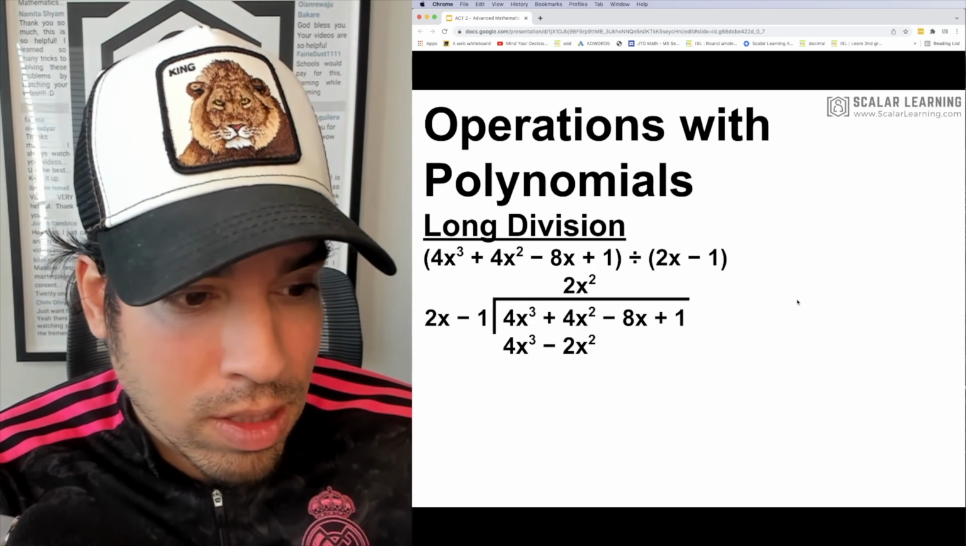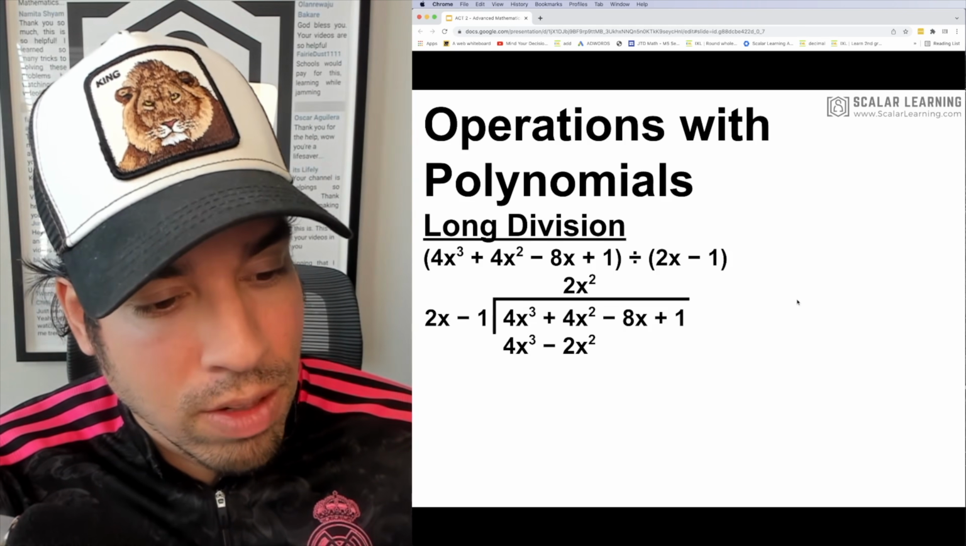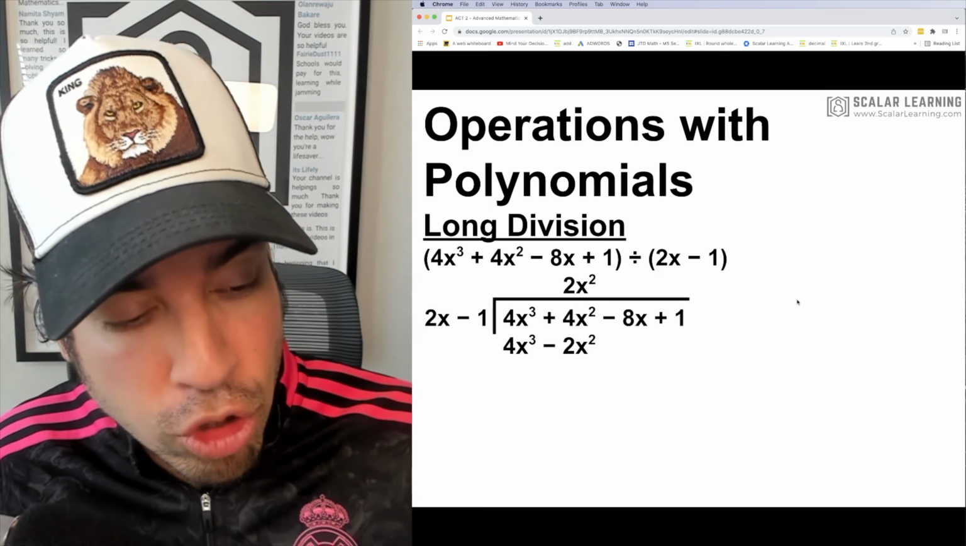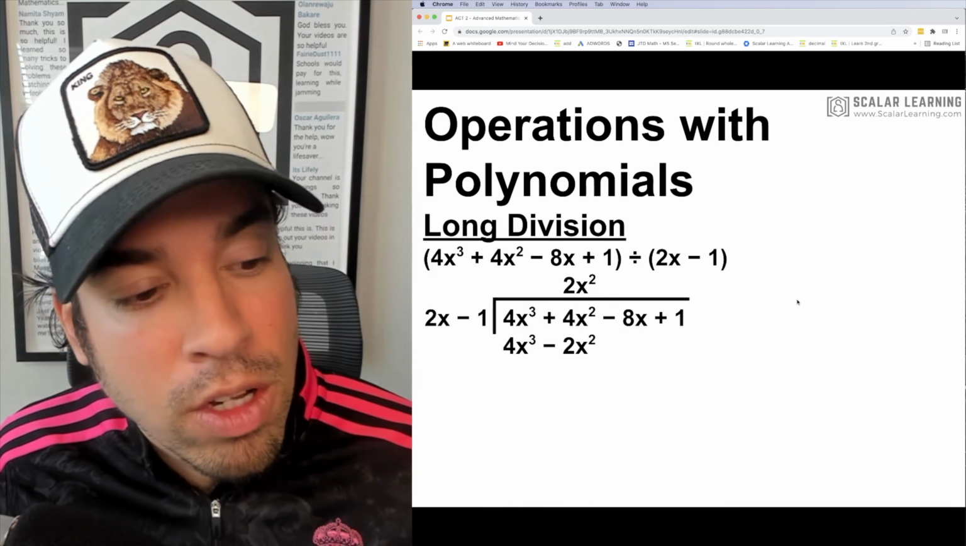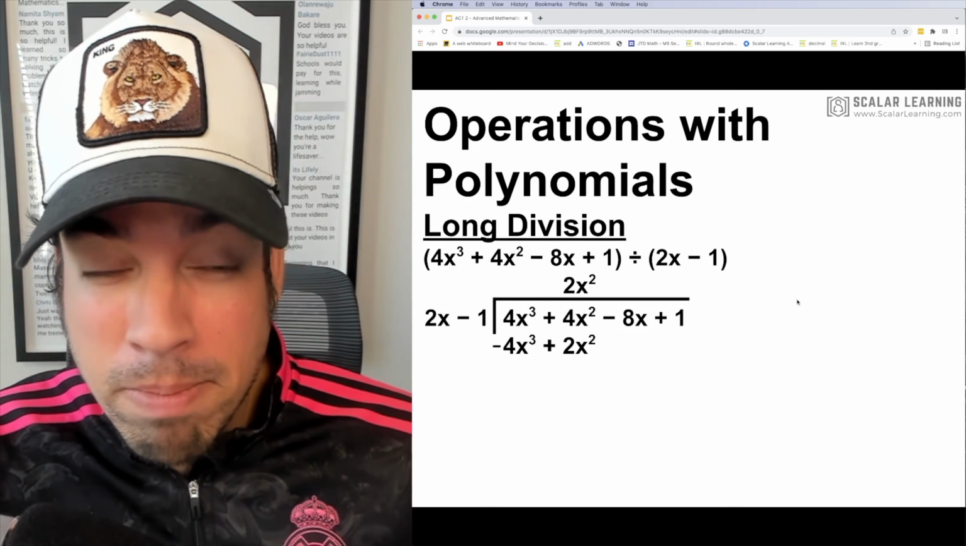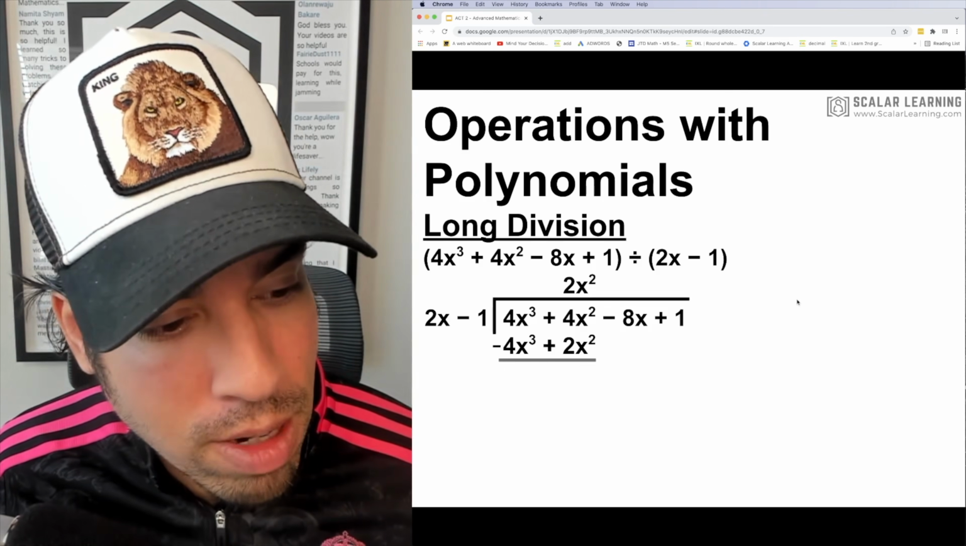But I also have to multiply the second term. So what's 2x squared times -1? -2x squared. Now, just like in regular long division, we need to subtract the bottom part from the top part. So what I like to do is I go negate, negate. It's like I'm distributing the negative or the minus to both of those terms. And then I just straight up add.